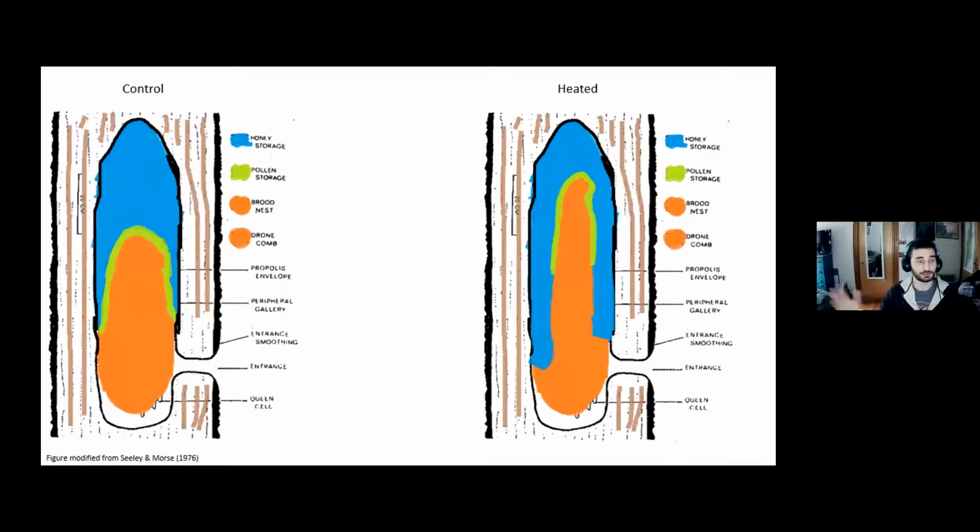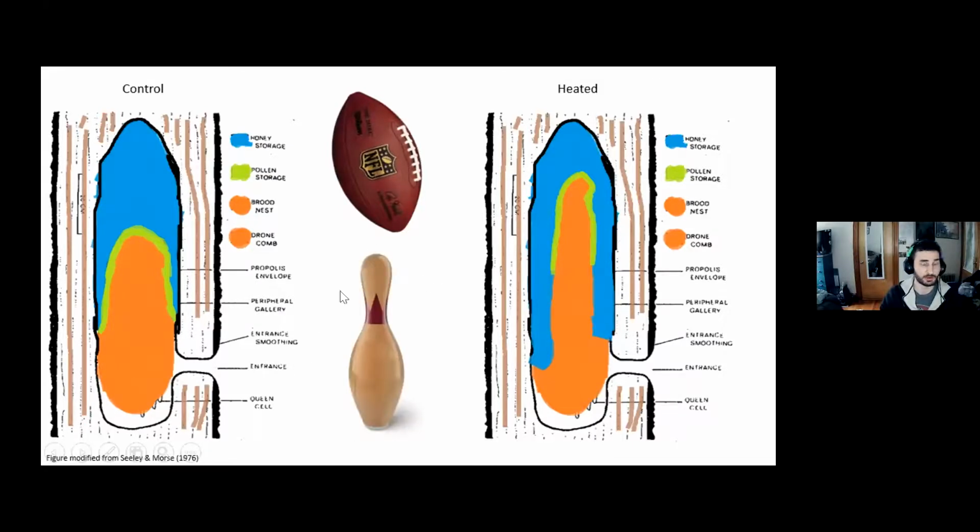And as the honey pushes in, what I would expect is that the queen continues to lay the same amount of brood, and that pushes the brood cluster up within the colony. So you notice here that the brood cluster is taller. And just to drive home that these are 3-dimensional shapes and not 2-dimensional shapes, in the control, the brood cluster looks sort of like a football, whereas in the heated colonies, I imagine the brood cluster will look more like a bowling pin, taller and narrower.